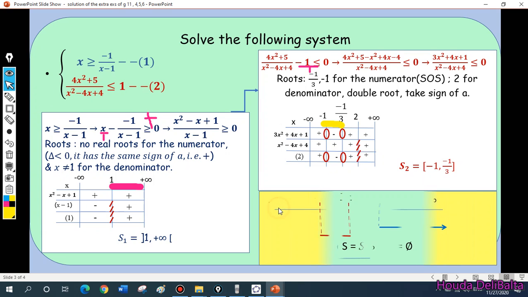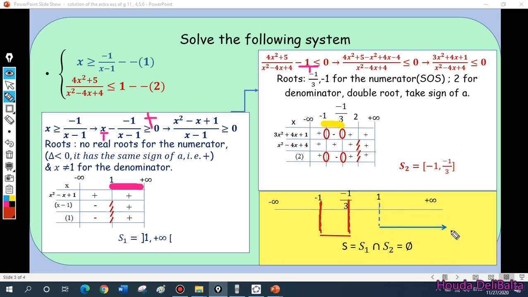Let's see now finally the solution, the final solution of the system. So we take the values appearing in the solutions 1 and 2. Here is 1, here is minus 1 and minus 1 over 3. We arrange them in the increasing order as you see on the number line. Now the first solution in blue goes from 1 dashed because it's opened at 1 till plus infinity. And for solution 2, the red one, it's closed at minus 1 and closed at minus 1 over 3. I'm going to correct it here and here.